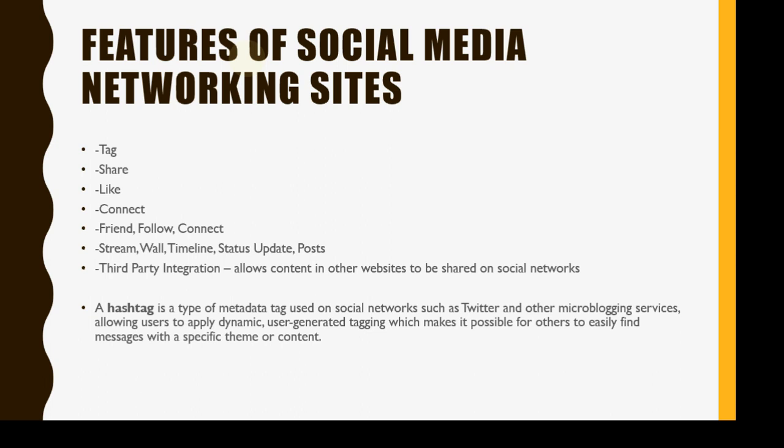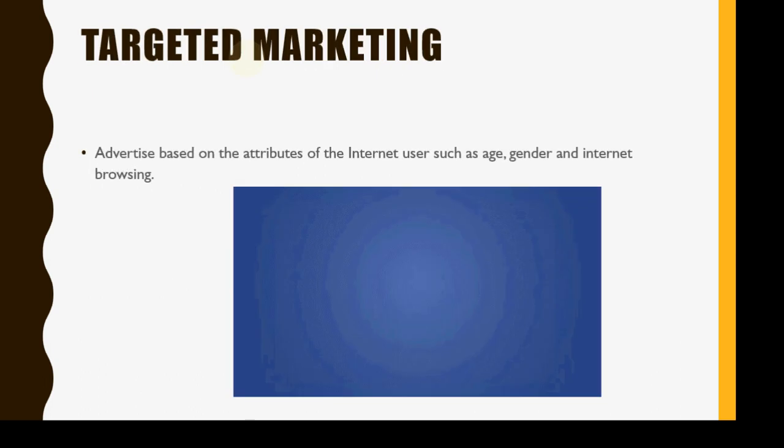Hashtag is a type of metadata. Why is it called metadata? Because this is based on HTML. That's why we put the hashtag symbol, and it becomes a link, a hyperlink, right? So Twitter, Facebook, they use hashtagging, and it's user-generated tagging, which means we have the freedom of selecting the words that we use. It does not allow the space. So we have the freedom of deciding on the wording that we are going to use, right? Easily find messages with specific theme or content, right?